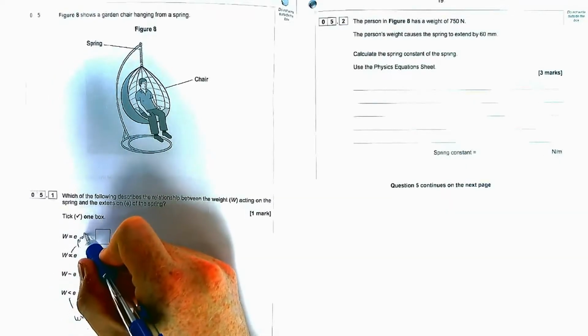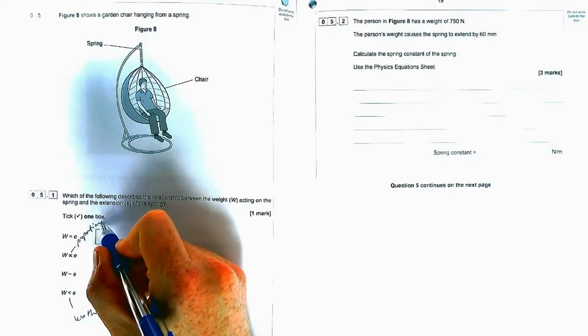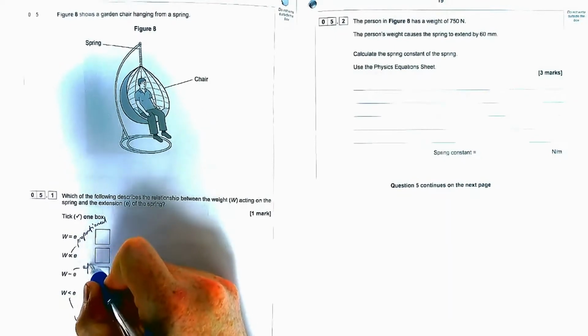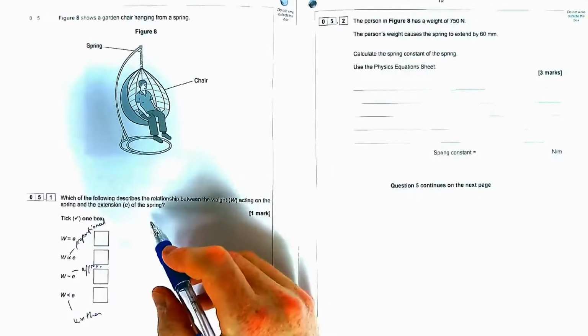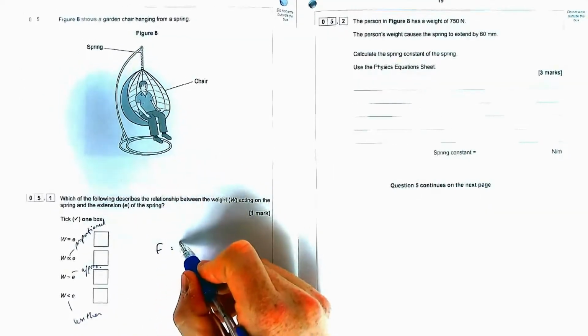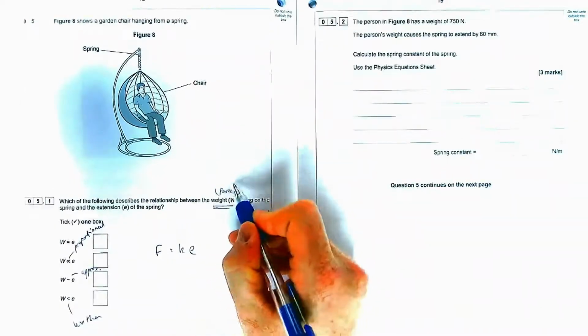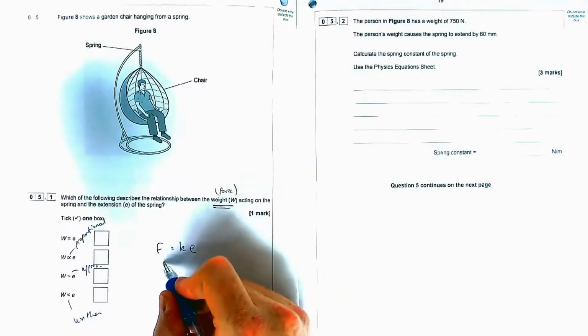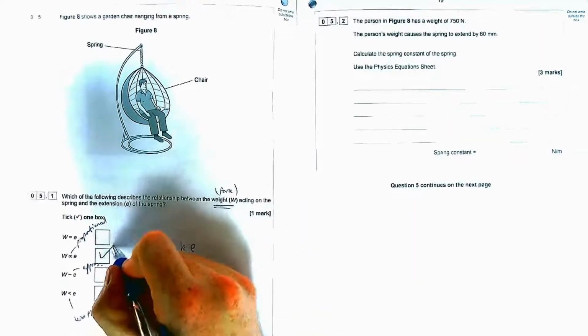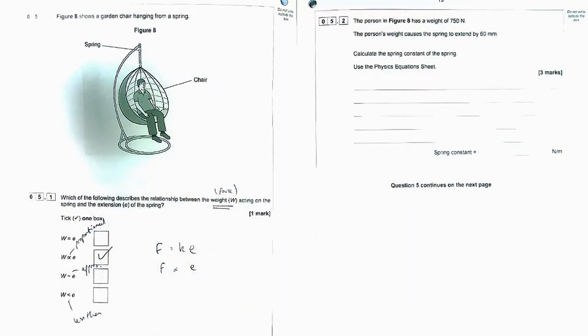Now, how do you be able to find this one out? Well, there's an equation for force and extension, of which weight is a force. Okay, so therefore you know this is constant. So force is proportional to extension. Therefore, weight is proportional to extension. And we're actually going to use that equation in 5.2. It gives us a weight, which again essentially is a force, and gives us an extension. And we are asked to find the spring constant.